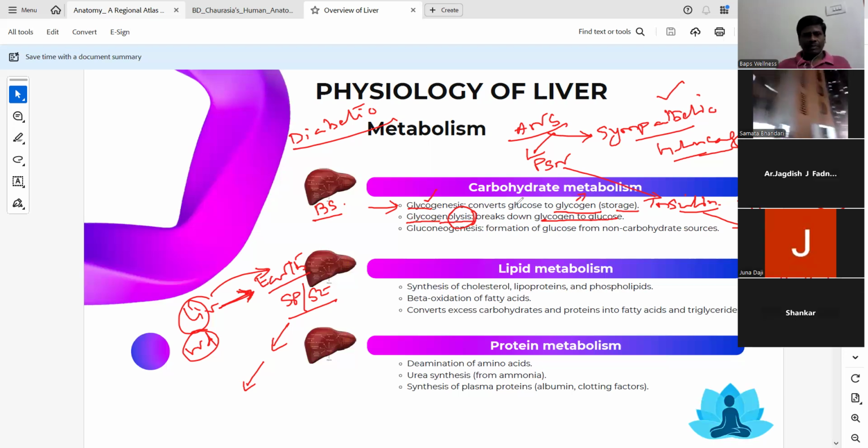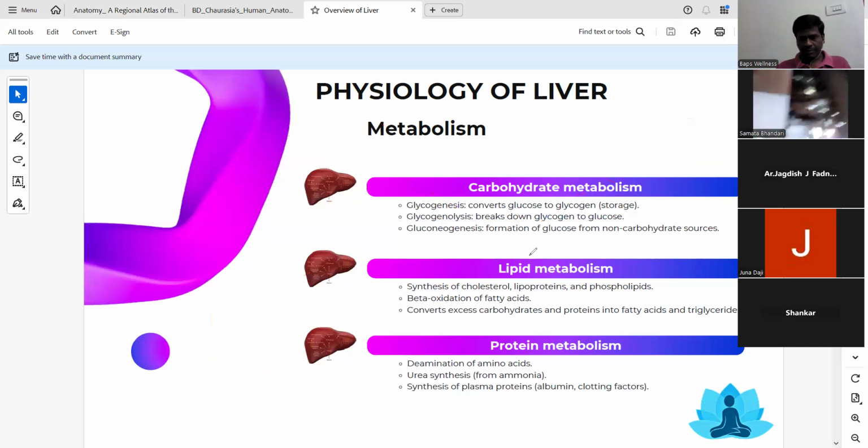Then lipid metabolism. The liver is involved in the synthesis of cholesterol, and then lipoproteins and phospholipids.